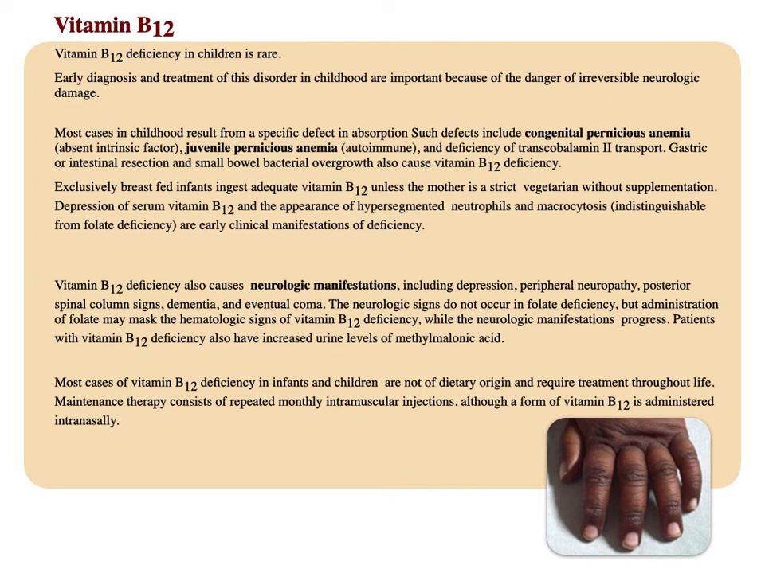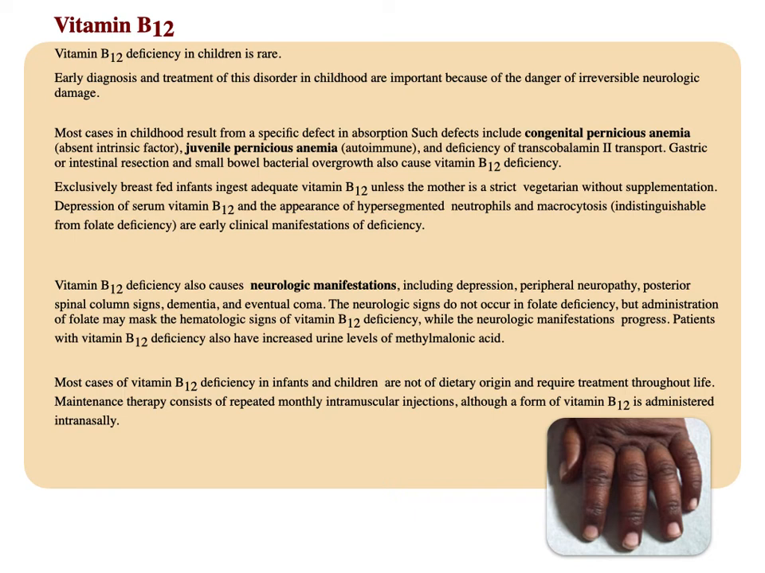It may result from congenital pernicious anemia, in which there is absence of intrinsic factor, or juvenile pernicious anemia, in which there is an autoimmune condition, or there is deficiency of transcobalamin transport. Gastric intestinal resection and small bowel bacterial overgrowth also may result in vitamin B12 deficiency. An infant who is exclusively breastfed ingests adequate vitamin B12 unless the mother is a strict vegetarian without supplementation.